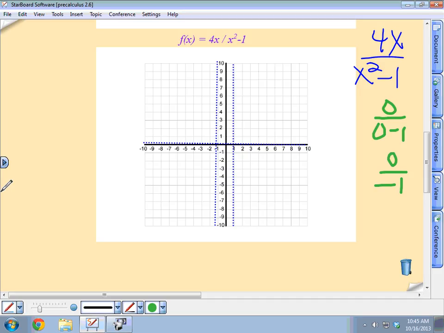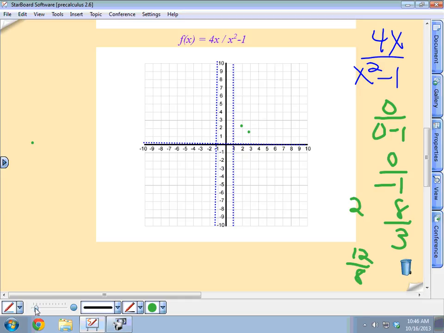So if I have 2, it's 8 over 3, which is what, 2 1/3? So I want 2, somewhere like that. Okay. Sure. What else? 3 is 12 over 8, which is 6 over 4, which is 3 halves, 1 1/2, right? So it'd be 3, 1 1/2. And that's enough to probably tell what you got going on there.